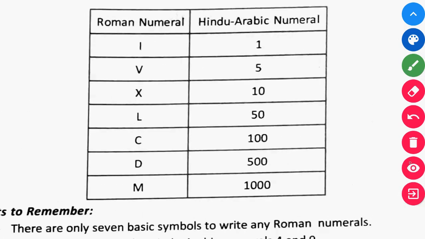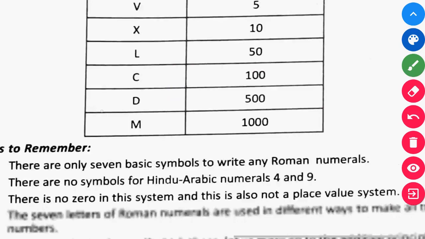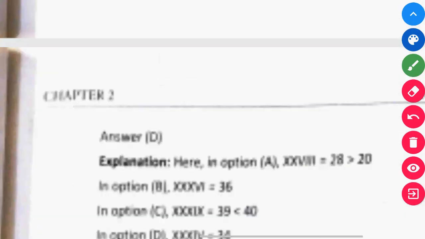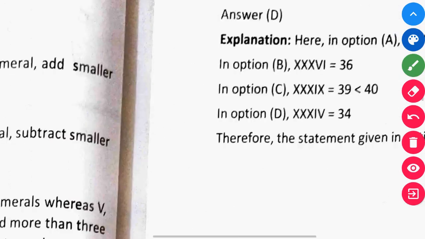Some Roman numerals: 1 is denoted as the I sign, 5 is denoted as V. Now 10 we denote by the letter X, 50 by L, C denotes 100, D denotes 500 and M denotes 1000. So you have to keep all these things in your mind before we move to the practice exercise.